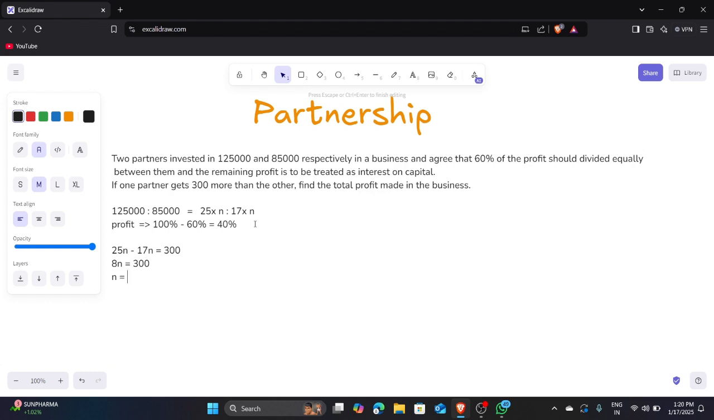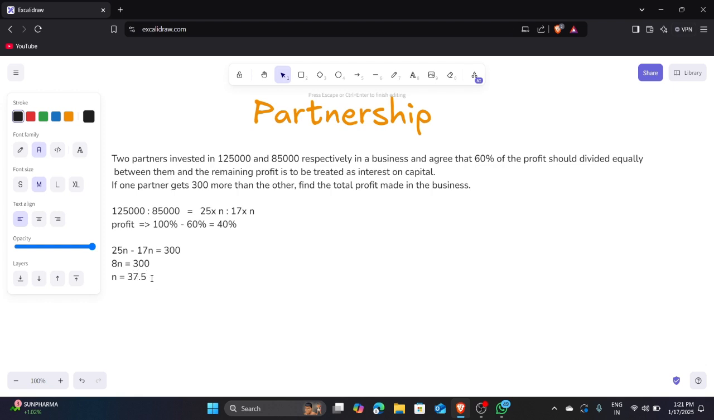8 1 are 8, 8 2 are 16, 8 3 are 24, remaining is 6, so 60, 8 7 are 56. Now remaining is 4, so 0.5. I think it is okay. For confirmation, I'm again trying to divide them. So 300 divided by 8, so 8 threes are 24, yeah, this is the number we get for n.